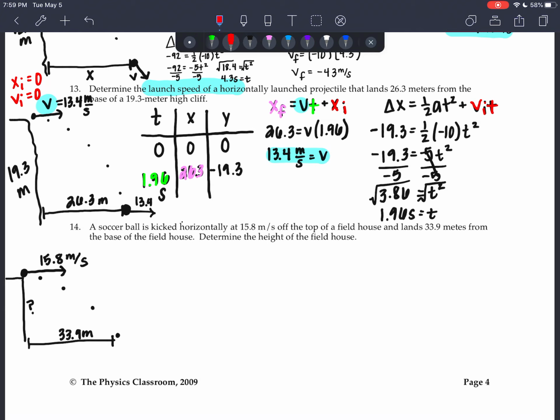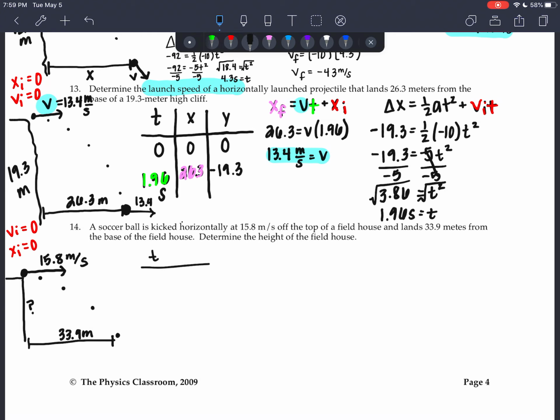Some other things that I know. I know that my initial X position is 0. I know that my initial Y position is 0. I also know that vertically, my initial velocity is 0. So these are just helpful things to know going into the problem.